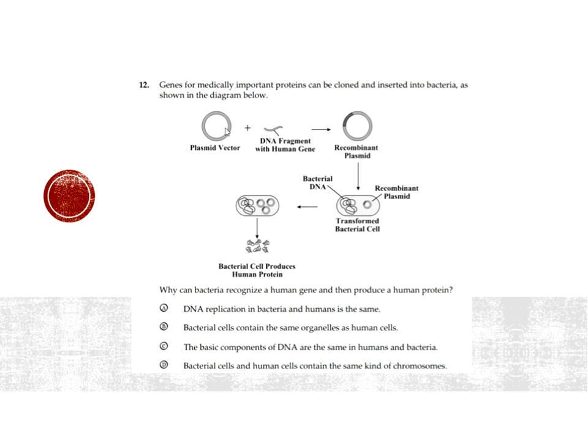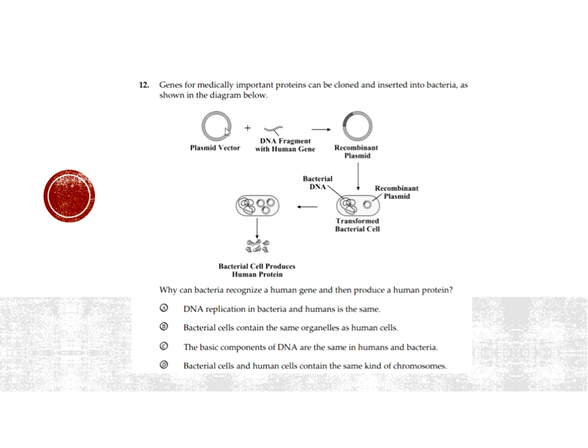So this one's talking about genes, and so genes for medically important proteins can be cloned and inserted into bacteria as shown in the diagram below. So what we have here is a plasmid vector that the DNA fragment from a human gene is stuck into. And the plasmid is basically DNA, okay? So now we have a human gene inserted into that plasmid DNA that we put inside the bacterial cell, so that the bacterial cell will now actually read that DNA and make copies of it and actually make some of that gene.